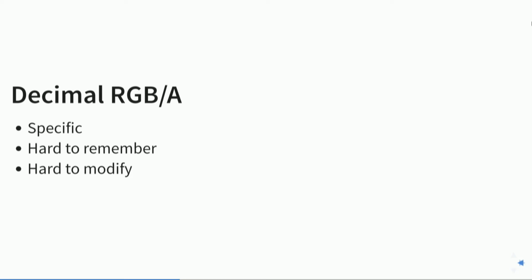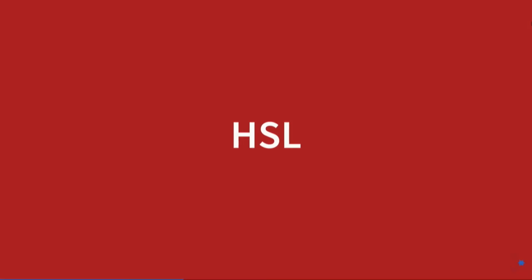It's specific, hard to remember, hard to modify, but at least the alpha works everywhere today. Then there's HSL, which probably changed everything we know about color when it was created, because it's actually one of the most intuitive there is. HSL is from hue, saturation, and lightness.